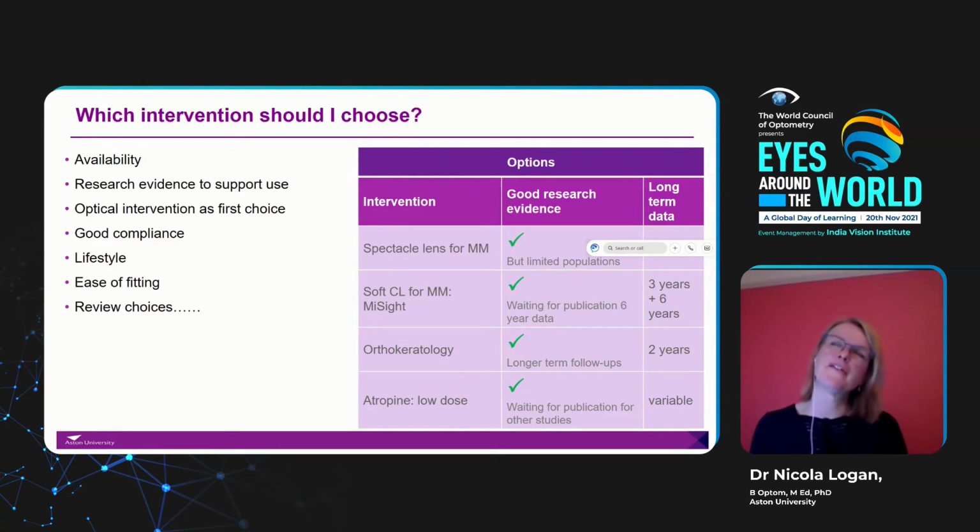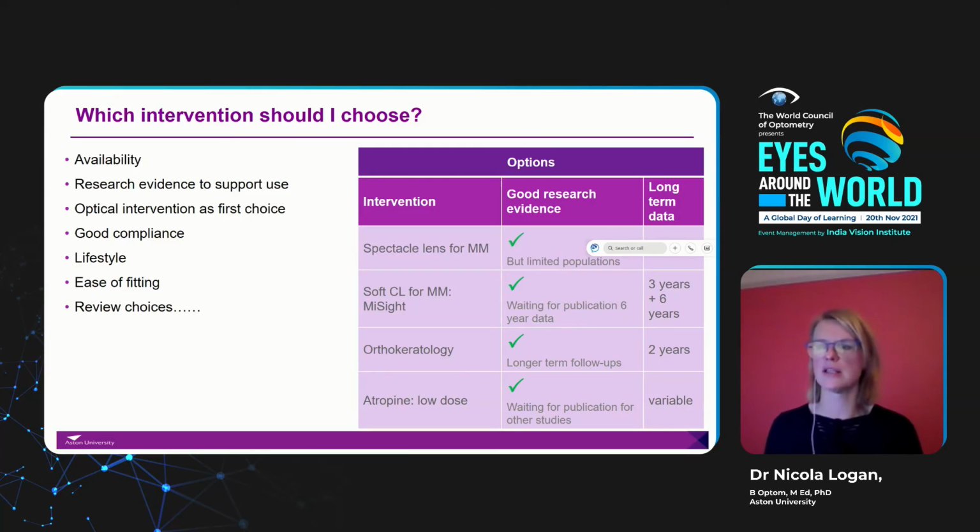And I think for many optometrists, eye care practitioners will listen to talks and things, and then they'll still ask me, but which intervention should I choose? Where should I start from? And the first place to start is, one, great that you're on board with wanting to intervene, slow down myopia progression in children. And two, what have you got available in your own clinical practice? Because that will also influence what you're going to do. And then we're looking at that research evidence that you have to support the use of that intervention.